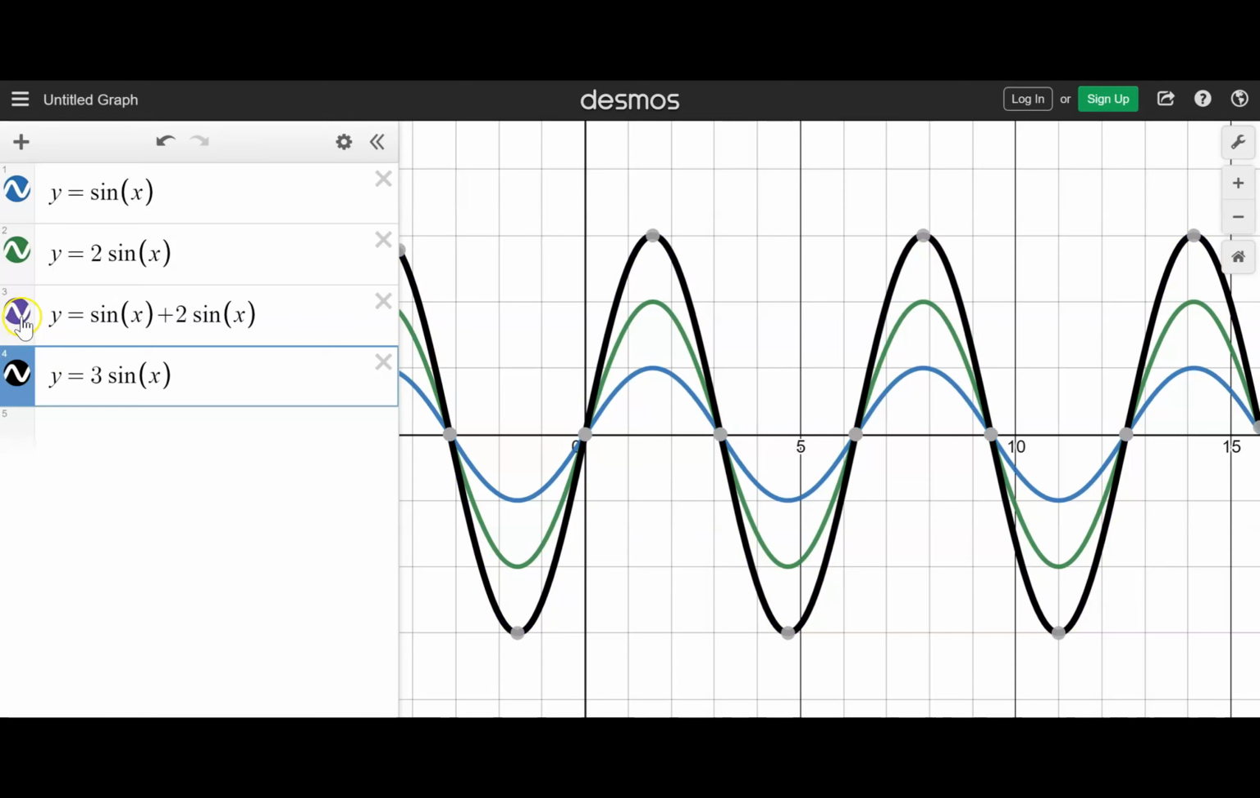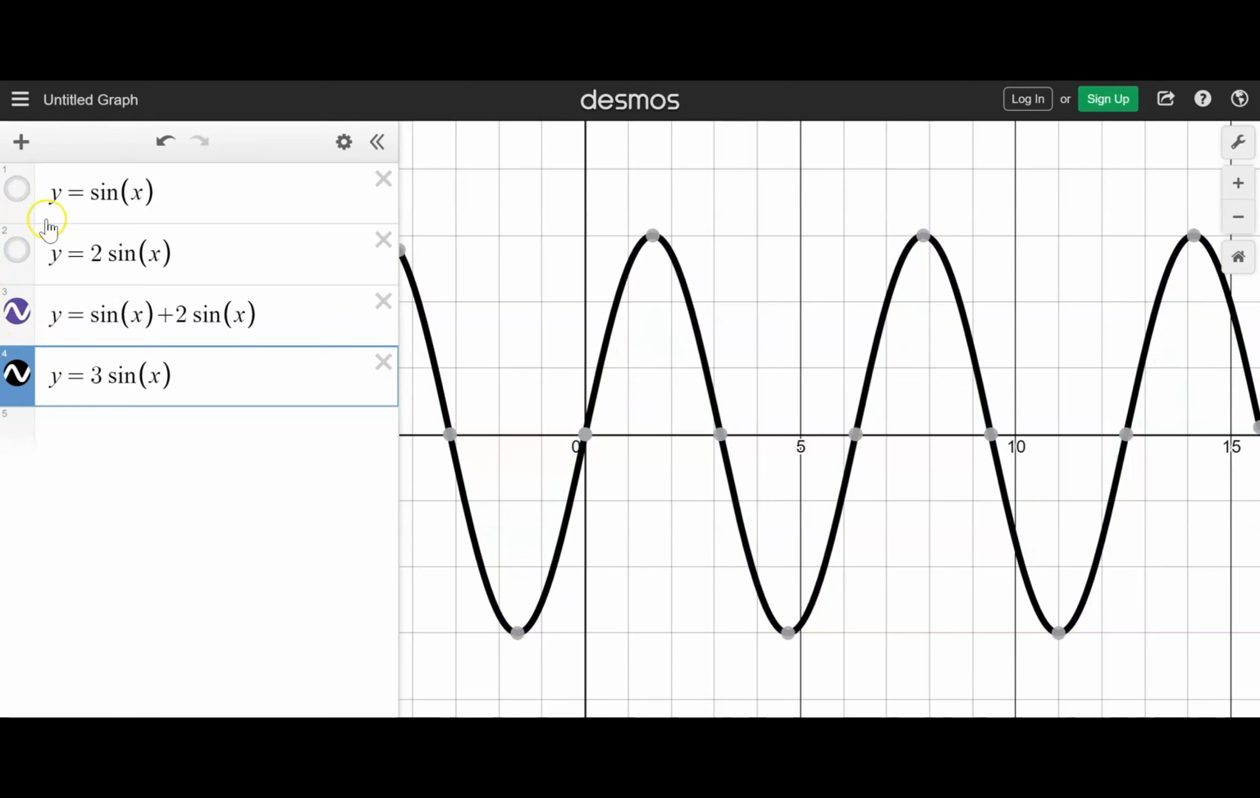And so hopefully that is clear to folks. I'm going to unhighlight these ones. And so hopefully it's clear that these are the same graph. If you were to add these together, it becomes 3 sine of x. And so now our amplitude is 3 there.